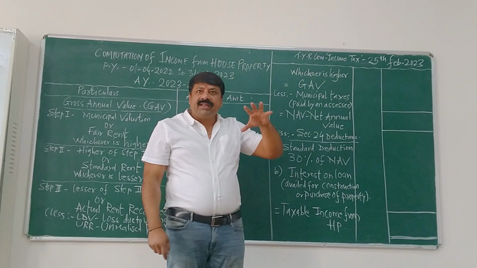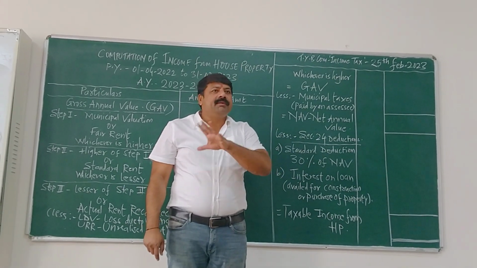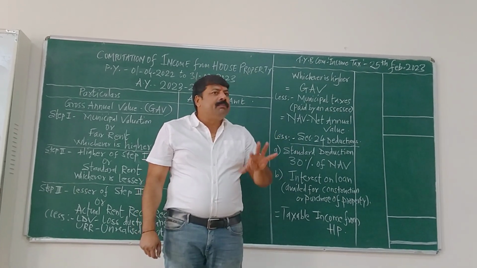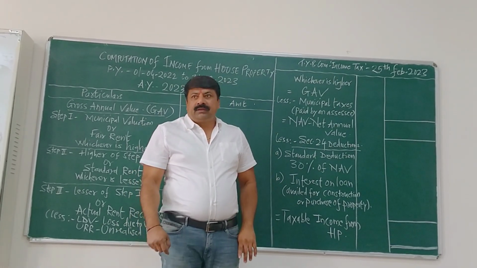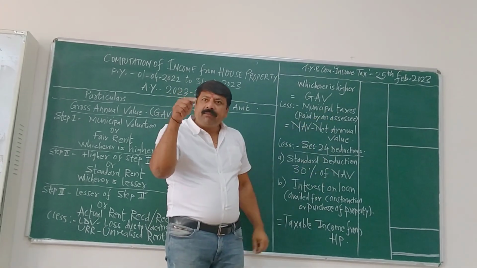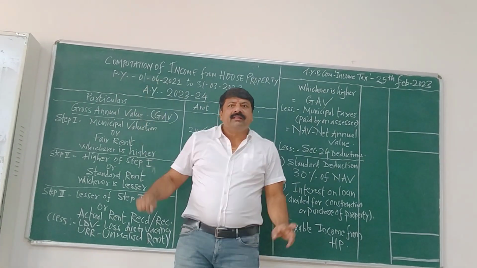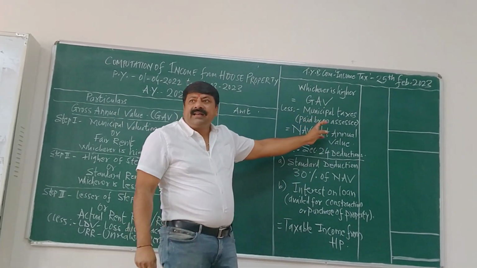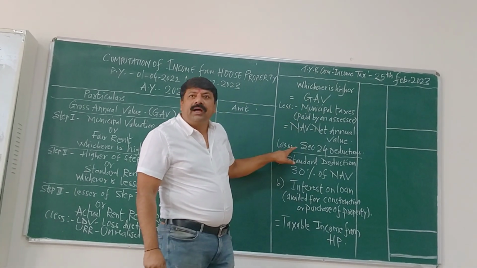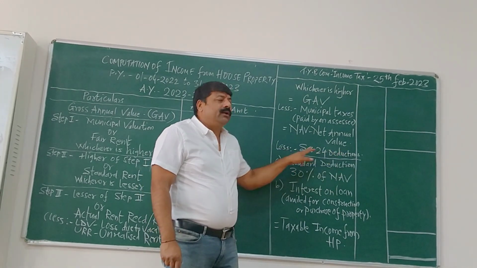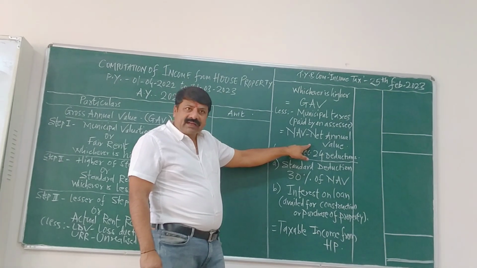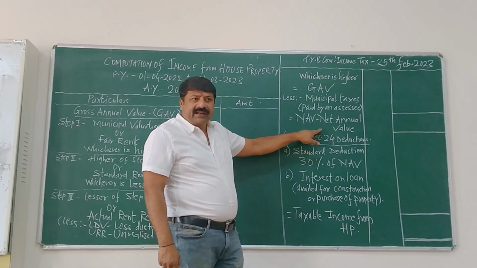Clear? In examinations, such kinds of problems are there. It may be given that total municipal taxes due were 25,000 and actually paid by the tenant are 15,000. So no deduction will be given if it is paid by the tenant. If it is paid by the assessee, the landlord, then only municipal taxes are deductible. This you have to understand. So GAV minus taxes is equal to NAV, net annual value. This is the final value of the property after considering all basic deductions.